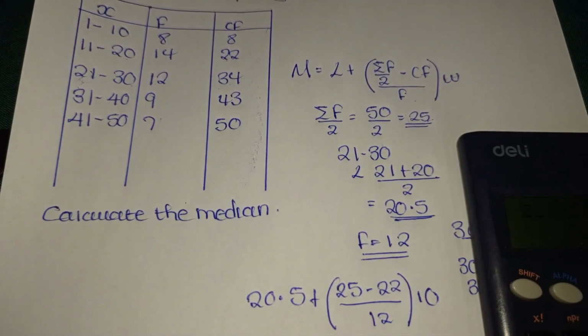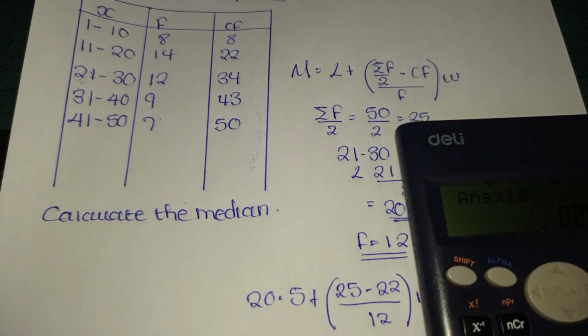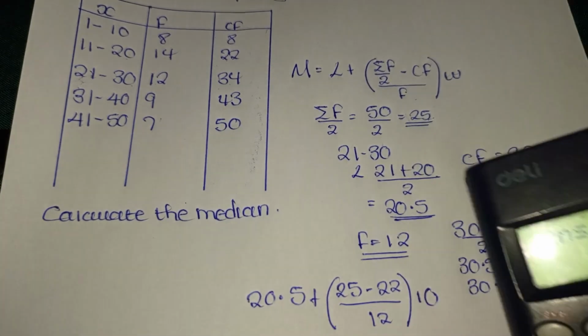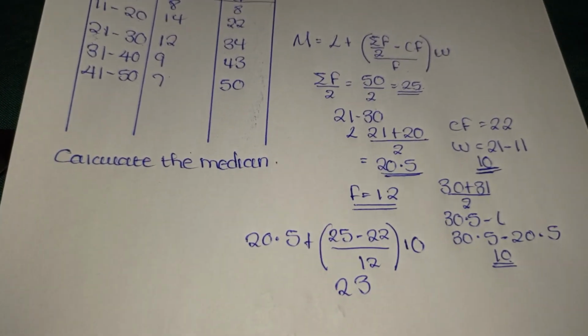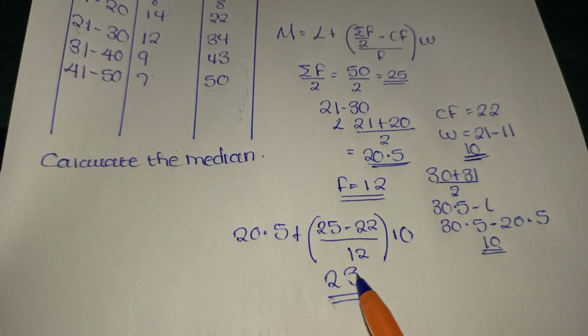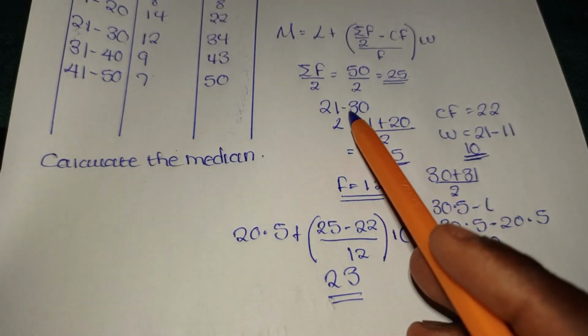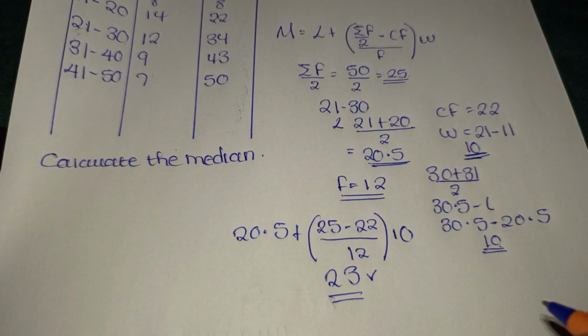So we subtract 25 minus 22, you get 3. Divide this by 12, multiply by 10, then plus 20.5, and you get 23. So this is how we calculate the median. And if you check, we said that the median class is between 21 to 30, so the median, 23, falls within it.